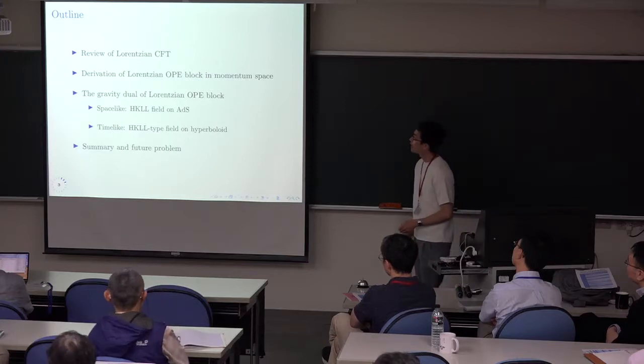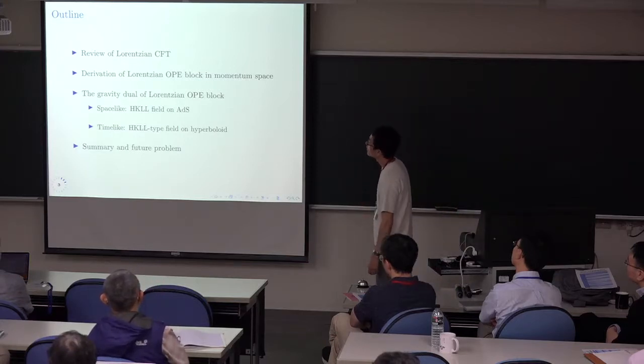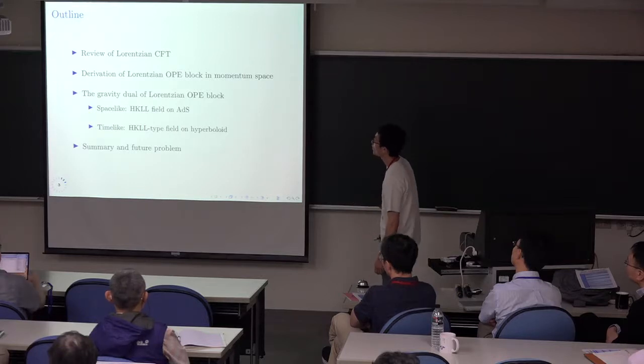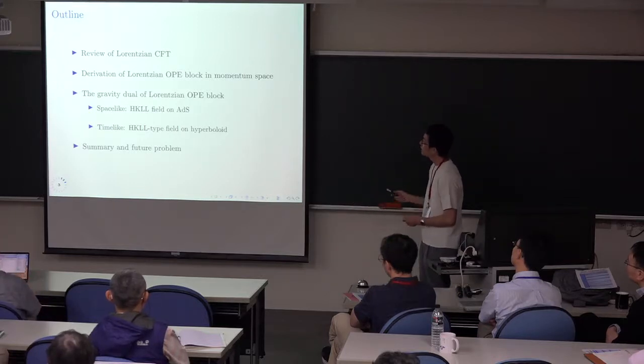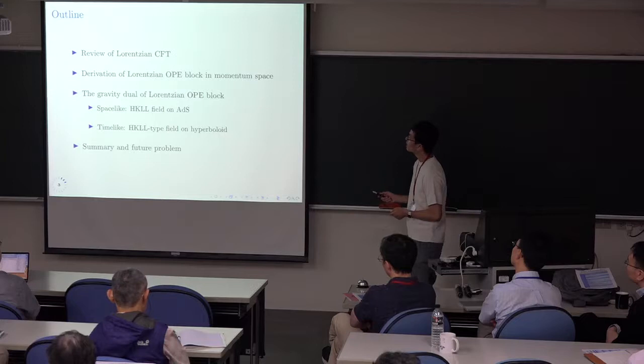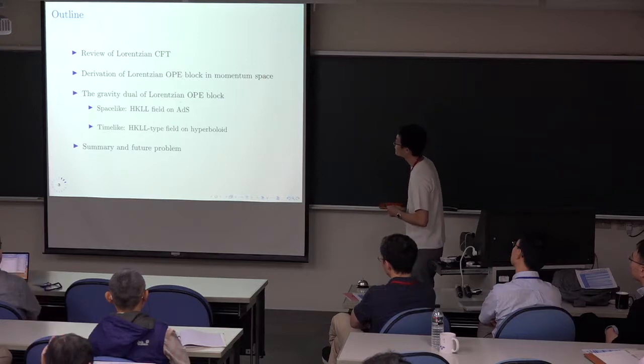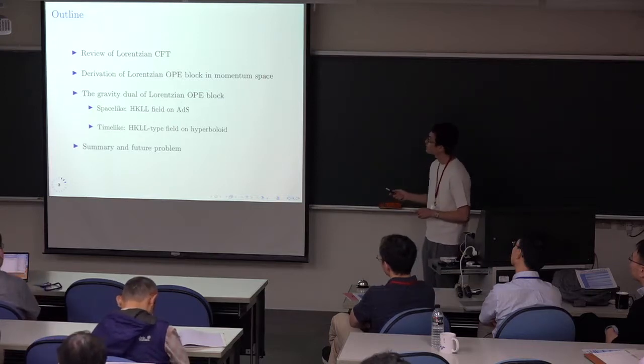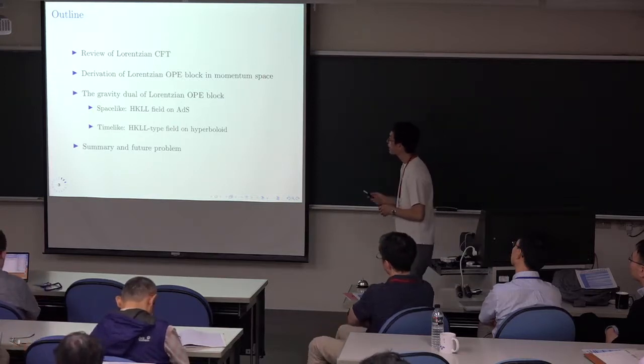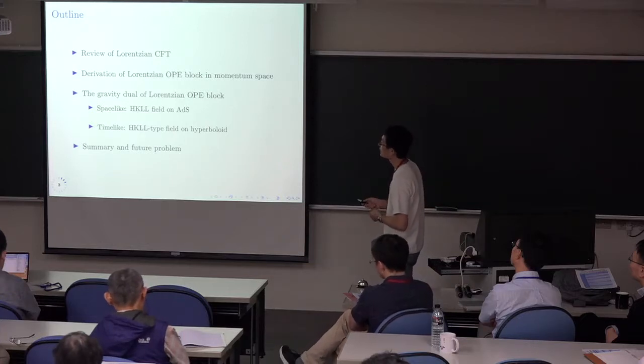Okay, so here is the outline. I'd like to review Lorentzian CFT briefly, and then I move to the derivation of the Lorentzian OPE block. Now, in Henyu's talk, he used the so-called shadow projector in position space. But in the Lorentzian case, it's actually useful to use a momentum space shadow projector, so I briefly explain it in my talk.